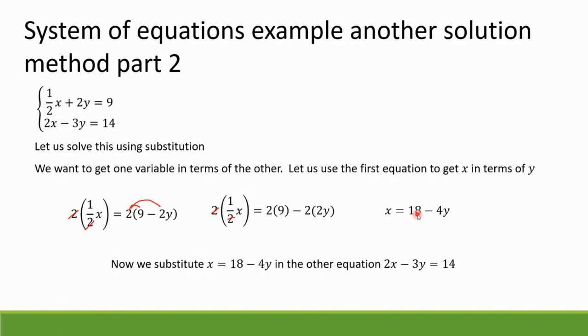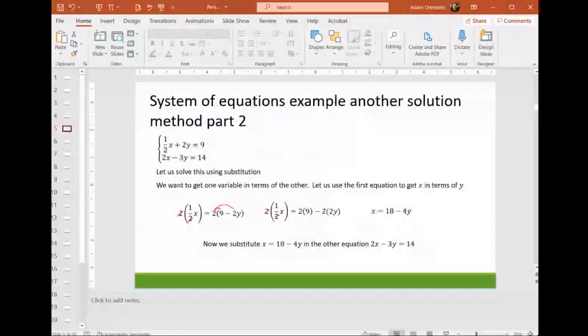So we have x in terms of y. Again, was this the only thing you could have done? No. You could get y in terms of x, or you could use the second equation to get x in terms of y, or y in terms of x. I mean, if you do everything correctly, you'll get the right answer. So we have x in terms of y. What do we do next? Well, we're going to take this and plug it in for x into the other equation. That's what we're going to do.